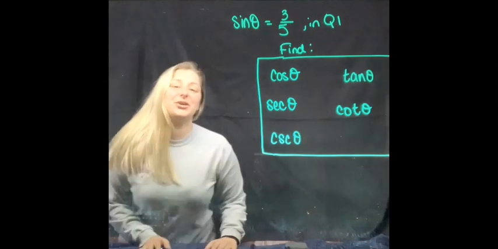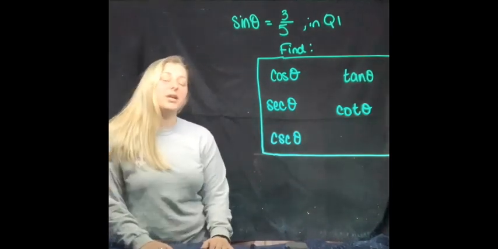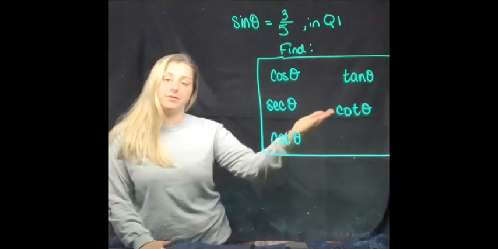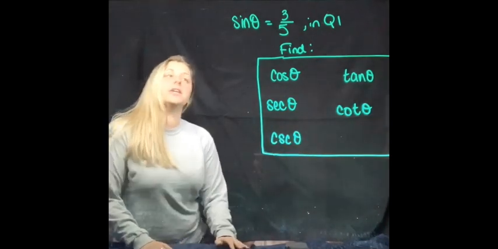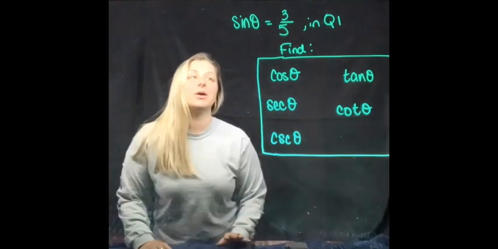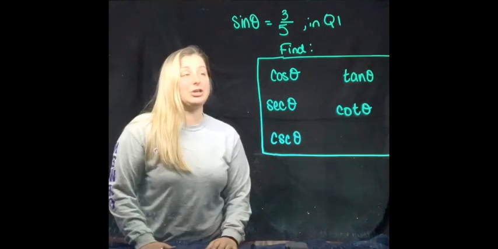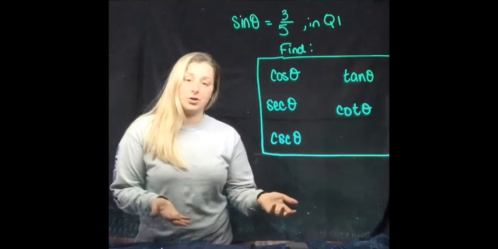Back here. So just continuing on, we're going to be looking to find the exact value of these trig functions that are in this box, but just given the information on the top. Notice that we're given a trig ratio of sine, and it's equal to 3/5, and I'm telling you that it is located in quadrant number 1.